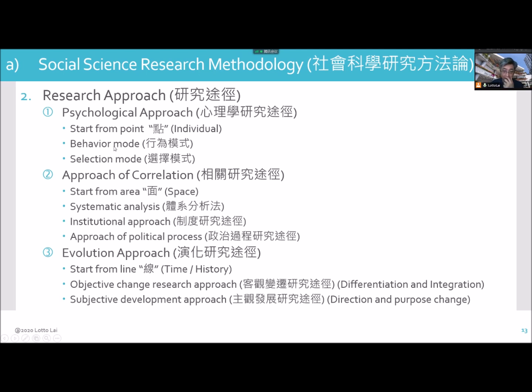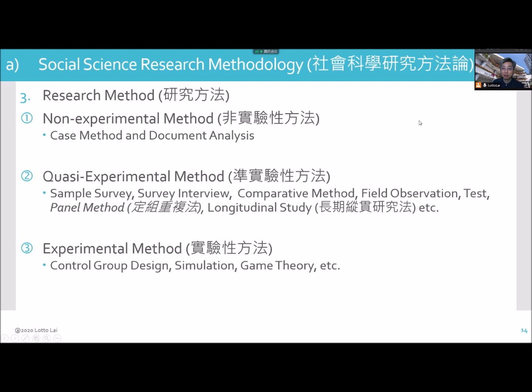If from the individual, you need to consider their behavior mode and selection mode. From the space, it is systematic analysis and institutional approach, and also political process. If from the line, it is history and timeline, with an objective trend research approach or a subjective development approach. In research method, similar to the previous one, there are also three major separations: experimental, quasi-experimental, and non-experimental methods.